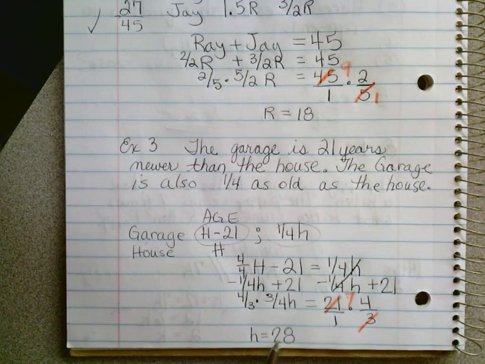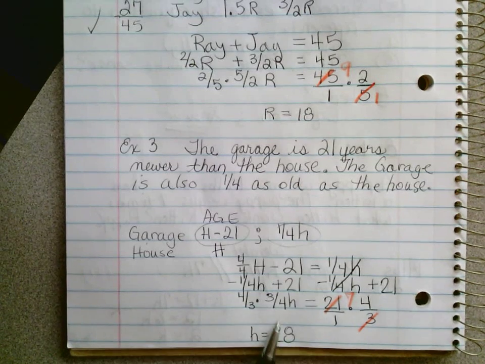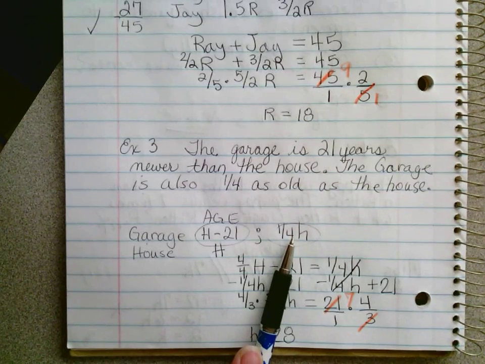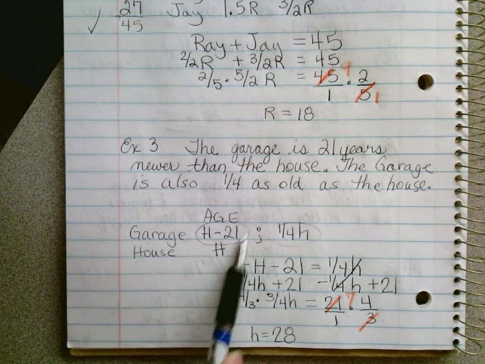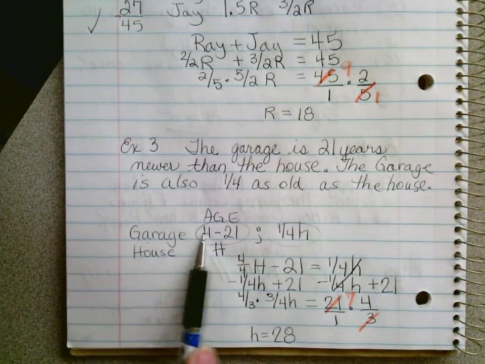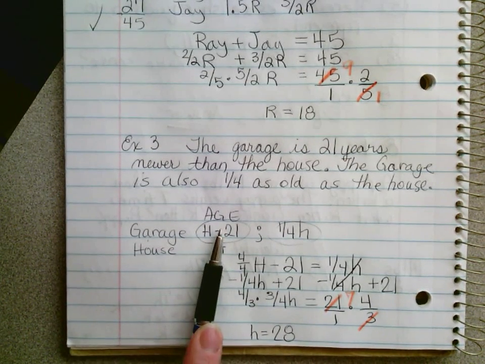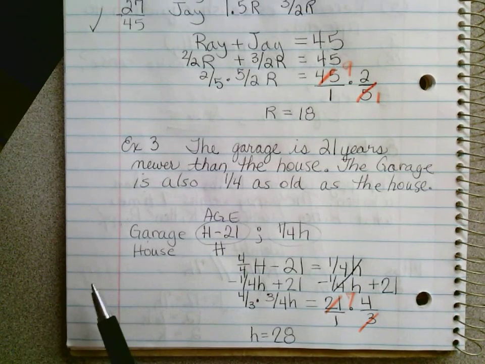What if I came up with 20 here? 20. And you might say, well, 20 is fine, and 1/4 of 20 is 5, no problem. Why would 20 cause a stir? Look at this. Then if I had 20, 20 minus 21 is -1. House cannot be -1 year old, or garage cannot be -1 year old, okay?